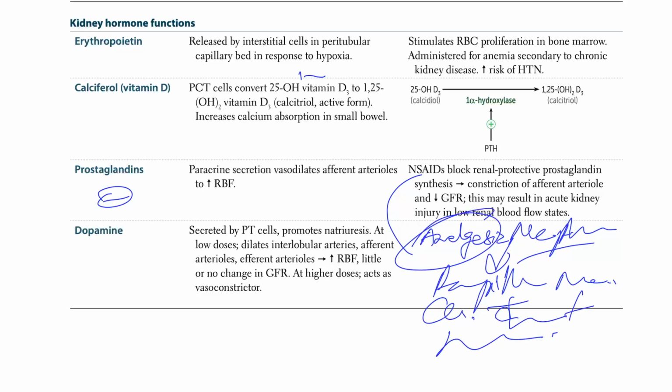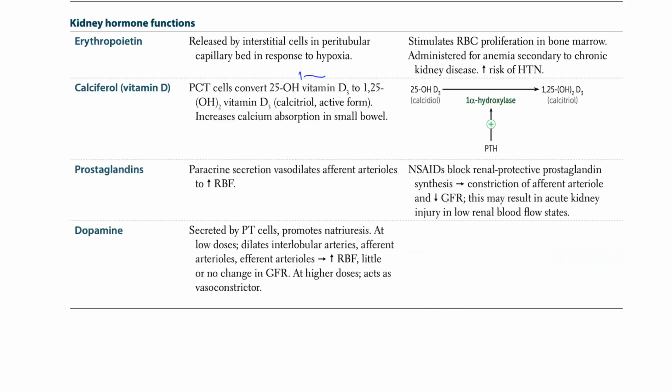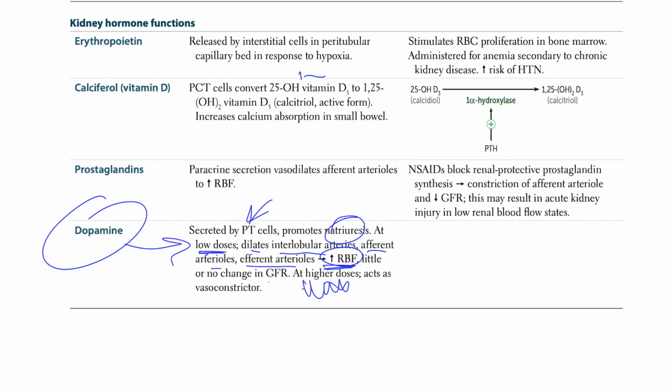Let's talk about dopamine now. Dopamine is secreted by the PT cells and promotes natriuresis. It's dose dependent. At low dose, it dilates the interlobular arteries, afferent arterioles, and efferent arterioles, which leads to an increase in renal blood flow, but little or no change in the GFR. At higher doses, it acts as a vasoconstrictor.